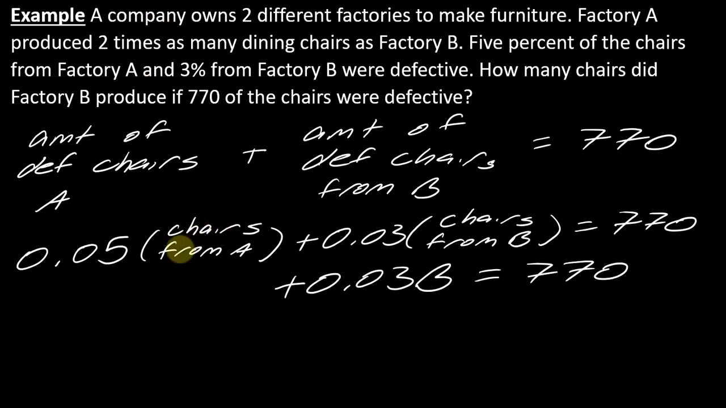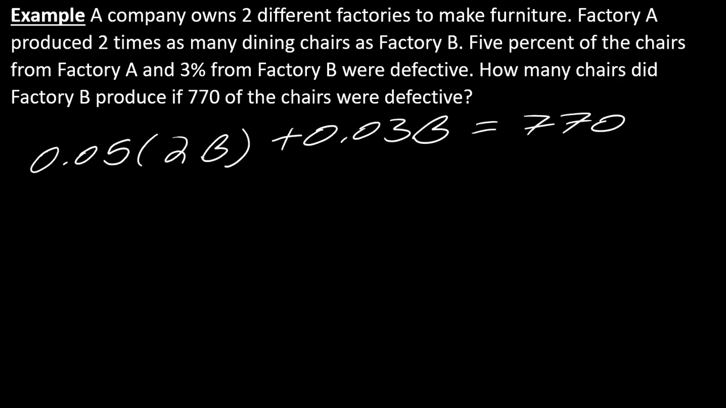And now, to figure out the chairs from A, the one thing I know about them is that it's 2 times as many as B. So how do I represent 2 times as many as B? It would be 2 times B. So this will be this times 2B. That is how you actually represent the chairs in that case. And so now we can solve this as usual. So now you can see where the B is, and you can go from there. So let me make a little space.